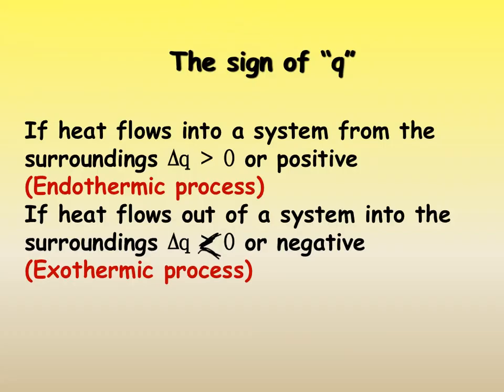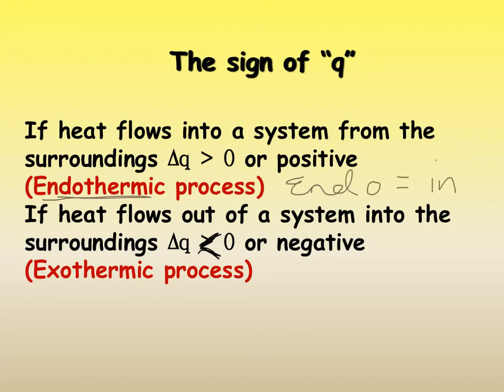So just to tie this back into what we've talked about before, when you're doing these calculations and you get delta Q to be greater than 0, or positive, what that means is that heat is flowing into the system. The system is gaining heat energy. And since it's going into the system, that is endothermic. Endo means in. Okay, and it's going into the system.